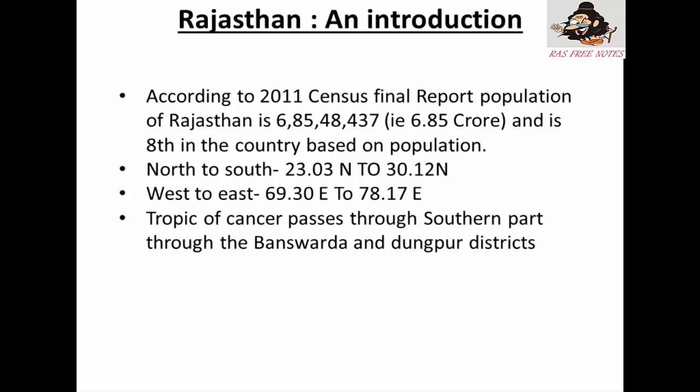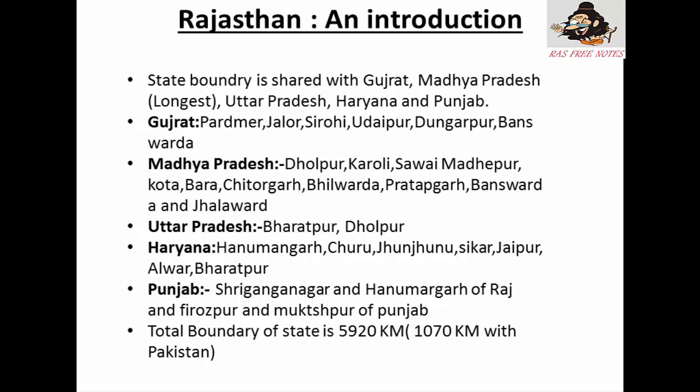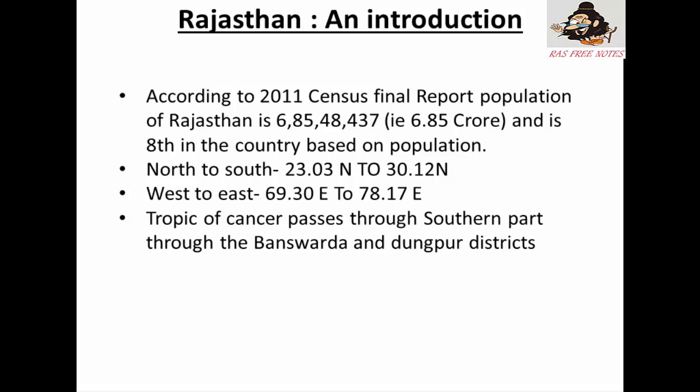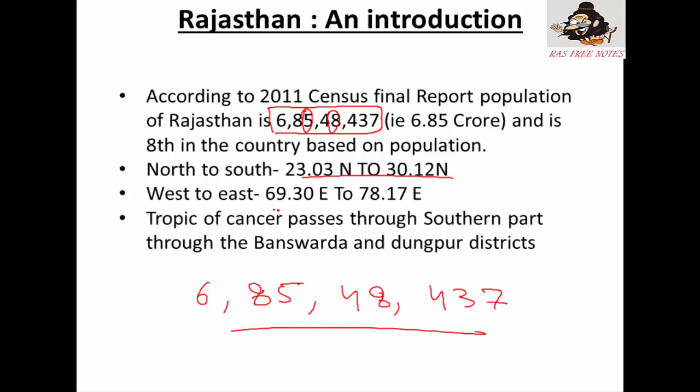So the population. See, the issue here is that the complete population data is 6.85 crore. Do we need to learn it? Yes, we need to learn it because Rajasthan used to change either this digit or this digit and ask a question. So the exact population we need to learn: 68548437. We have covered it.